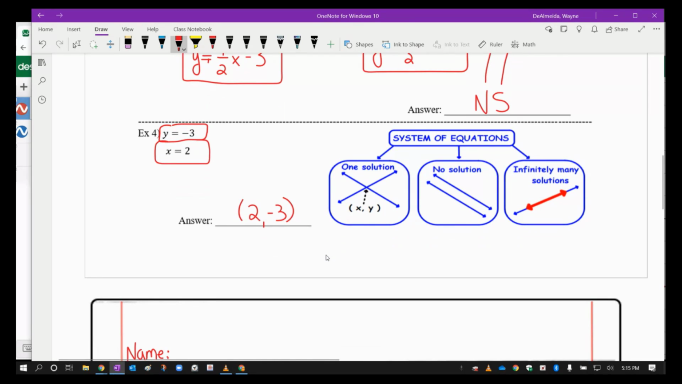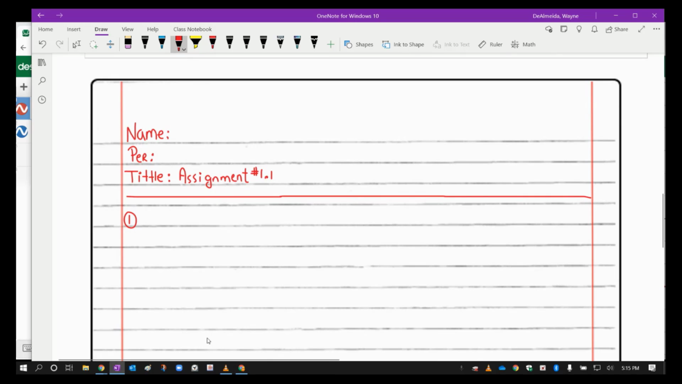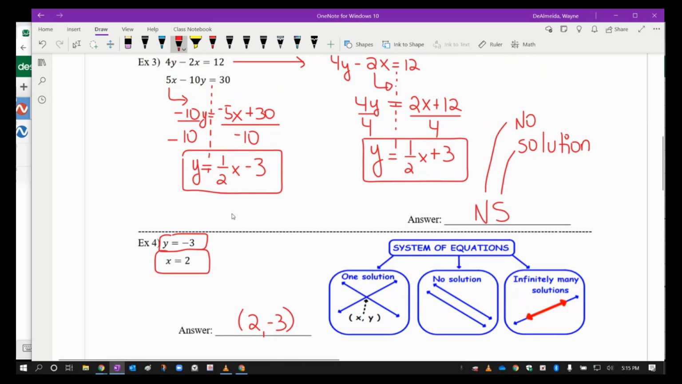On your assignment, you're going to write the answer on the computer, but you're going to show your work on a separate piece of paper. So make sure that when you do your assignment, put your name on the first line, the period on the second line, and the title of the assignment, which is assignment 1.1. Draw a line, and then write the number 1 inside a circle. Copy the problem. If there's work to be shown, please write on the paper, and then the final answer will go on the computer. If it's a simple problem like this one, just copy the problem and write the answer.